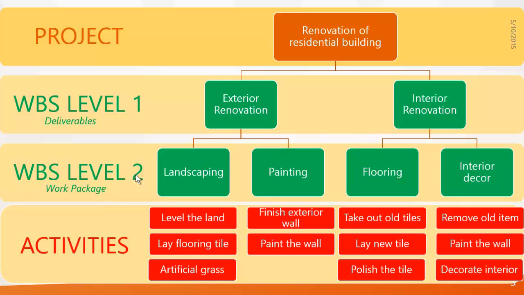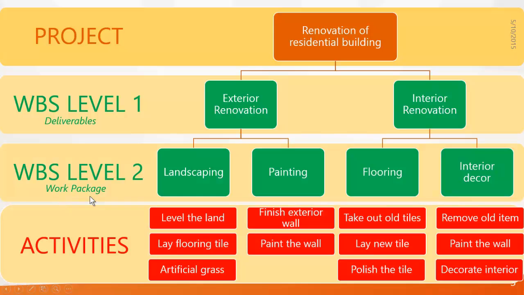Look at this project, renovation of residential building. To do this project, we have divided it into exterior renovation and interior renovation. These are called WBS level 1, or we can call them deliverables. To do exterior renovation, we have divided it again into landscaping and painting. And to do interior renovation, we divided it into flooring and interior decor. These are called level 2 WBS, and as it is the last WBS, we call them work packages.